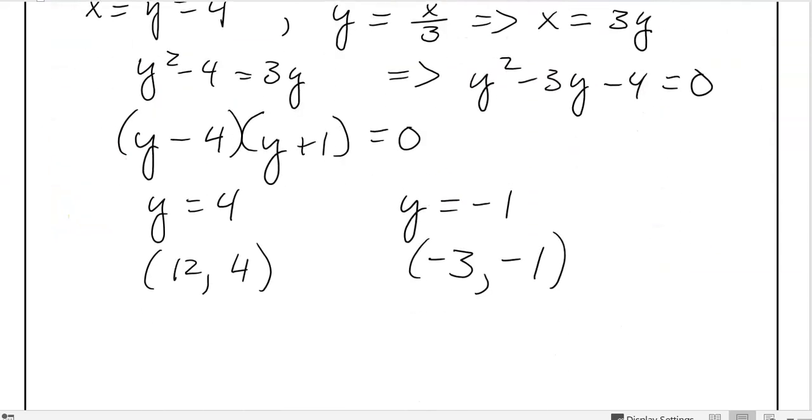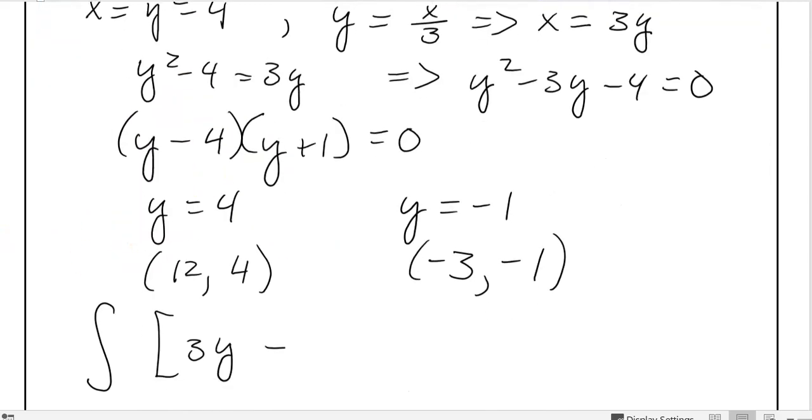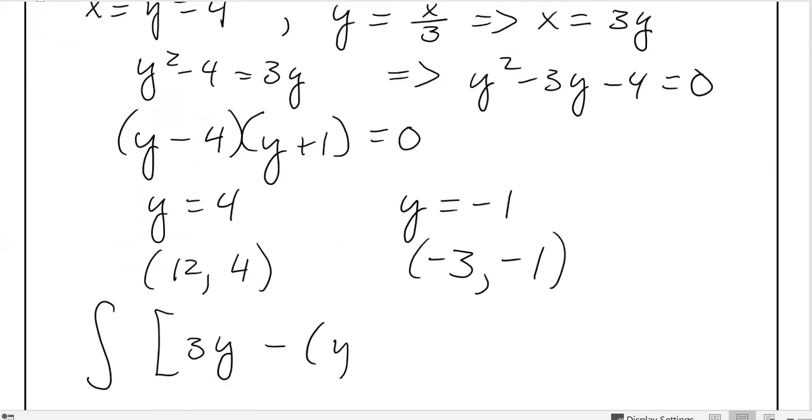This gives me the line first, which is 3y, minus the equation for the parabola, which is y squared minus 4. Make sure that you put the y squared minus 4 in parentheses, since you are subtracting the entire thing and not just the first term. That means the negative distributes and will give you negative y squared plus 4.